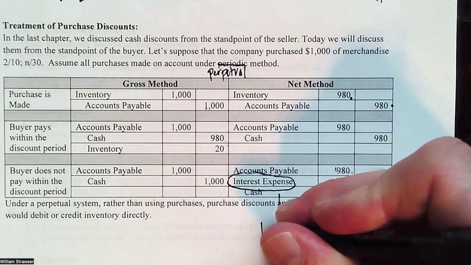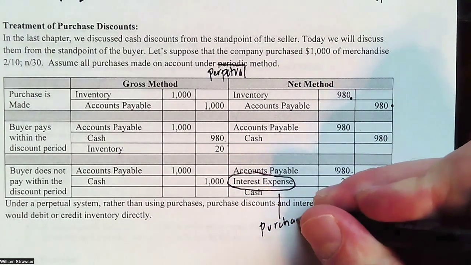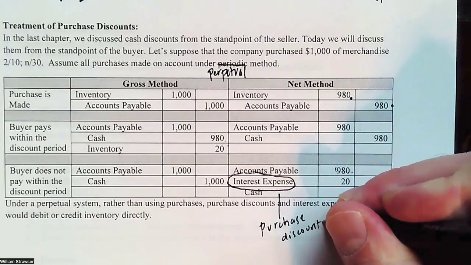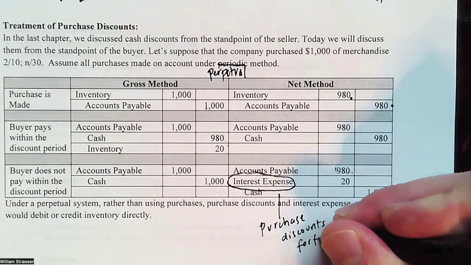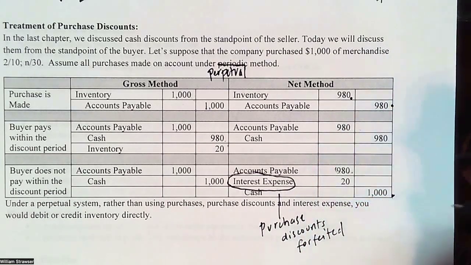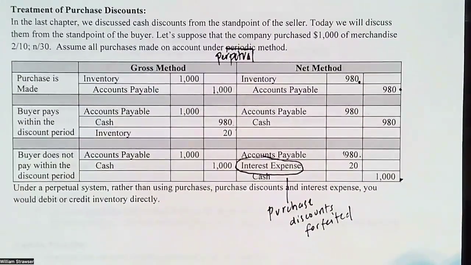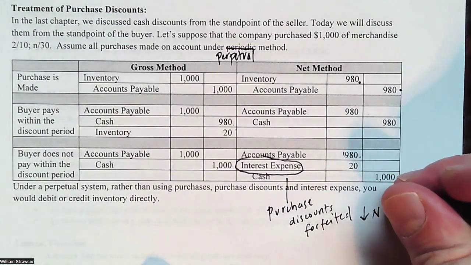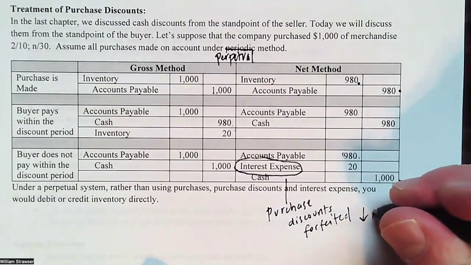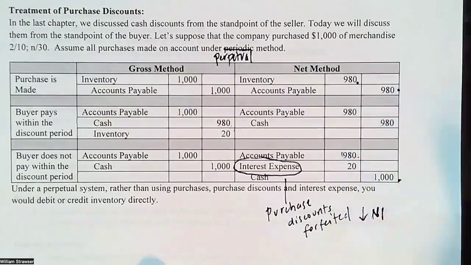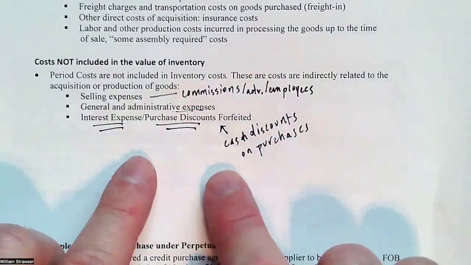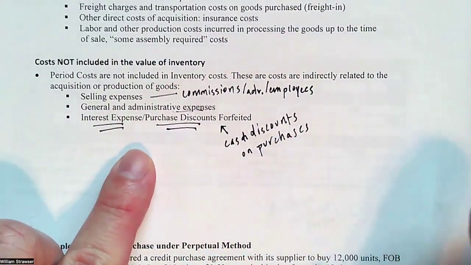So this interest expense, just like the interest revenue under the seller side of things, is substitutable or synonymous with purchase discounts forfeited. Both of these accounts, when debited, reduce net income. They have nothing to do with assets. They do not belong in our inventory valuation. If you recall, this is something that's not included in the value of inventory.